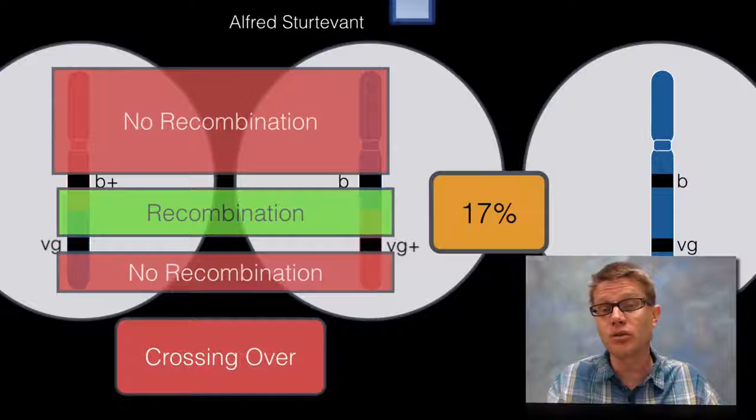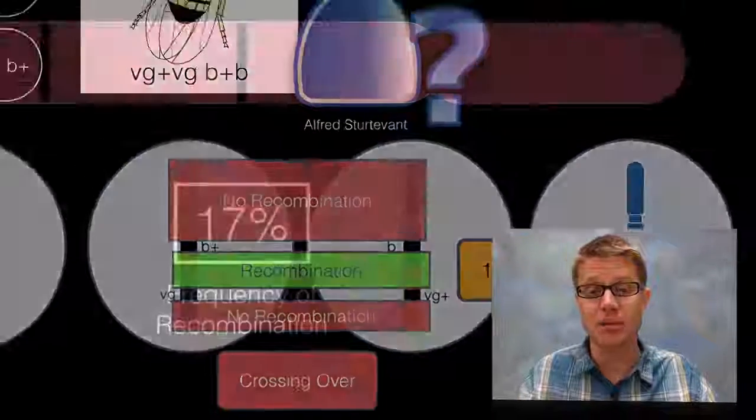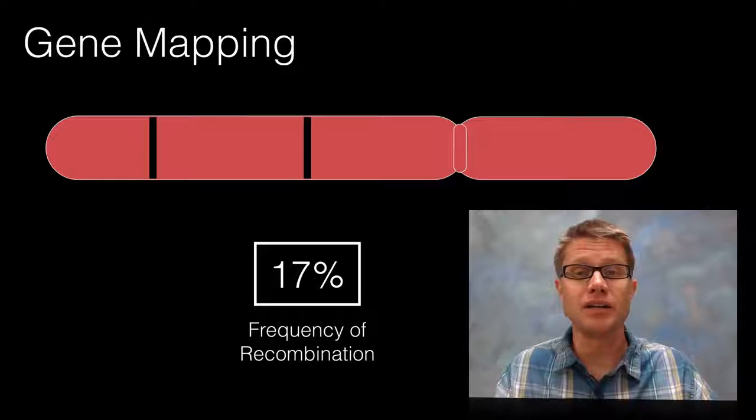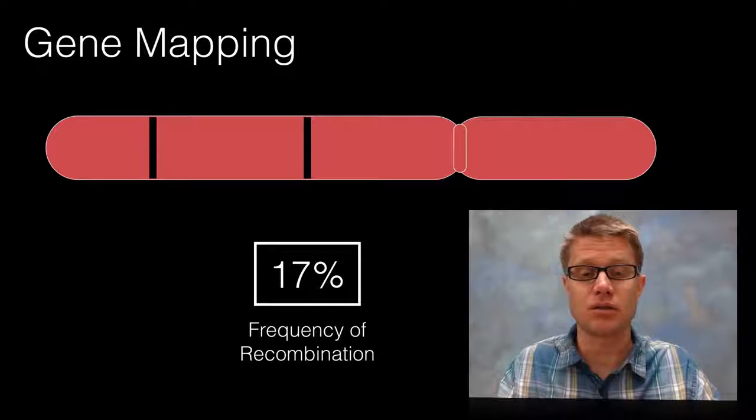If those genes were closer together, that frequency of recombination would be lower. If they were really far apart, it's more likely that it's going to split in the middle. And so we can use this one cross to figure out the frequency of recombination, and then they were able to use that to build a gene map. And so if you look at a chromosome, if we look at that frequency of recombination, let's say it's 17%, that implies that it's an arbitrary distance of 17 map units apart on the chromosome.